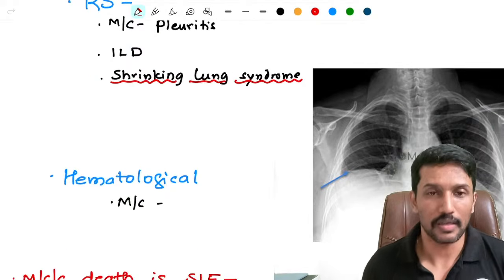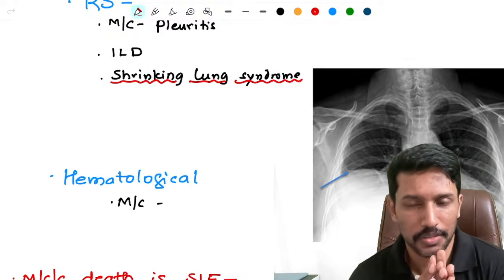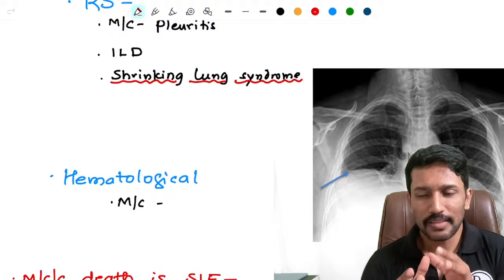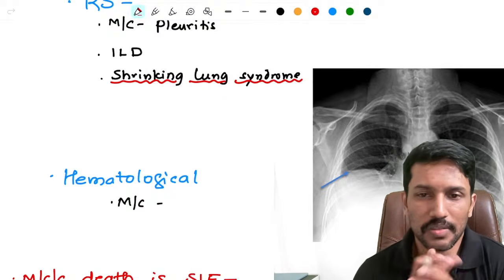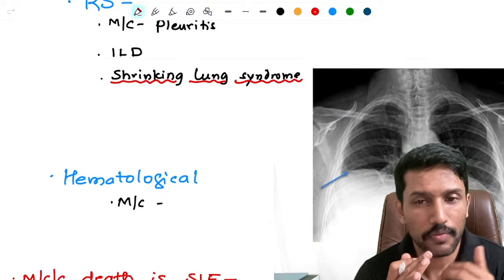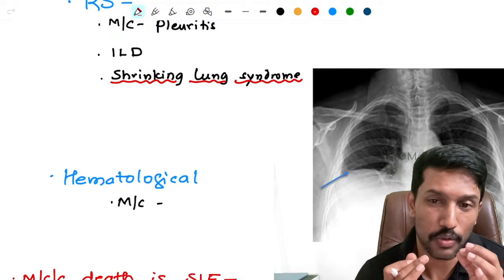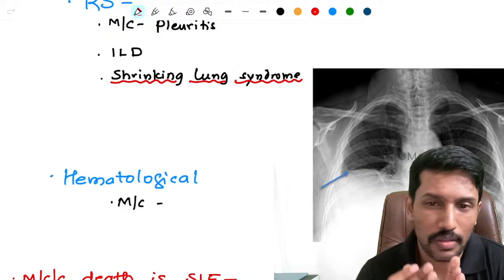so-called shrinking lung syndrome. So shrinking lung syndrome refers to a condition where an SLE patient starts developing some dyspnea, and when you do a PFT, you notice that the PFT is suggestive of a restrictive pattern. What is the restrictive pattern? FEV1 by FVC ratio is more than or equal to 0.7, but the total lung capacity and the forced vital capacity is reduced.